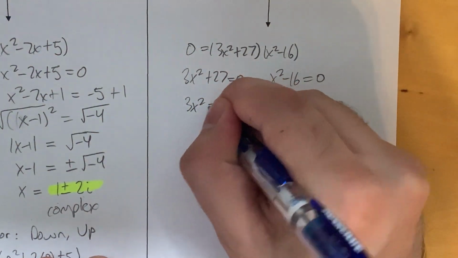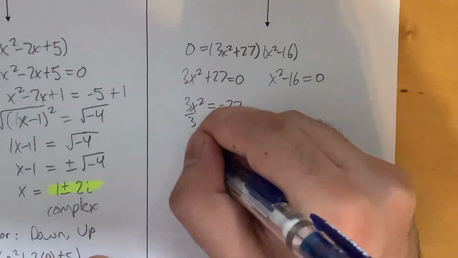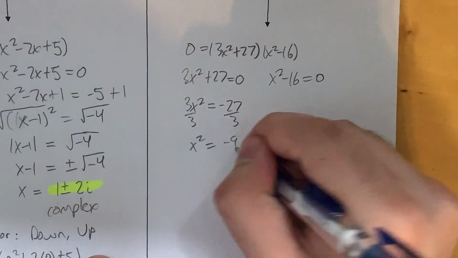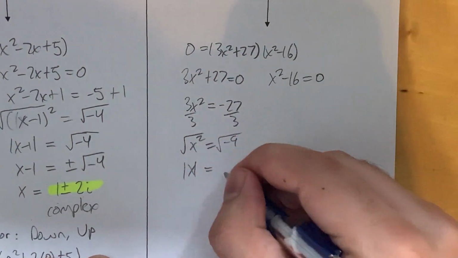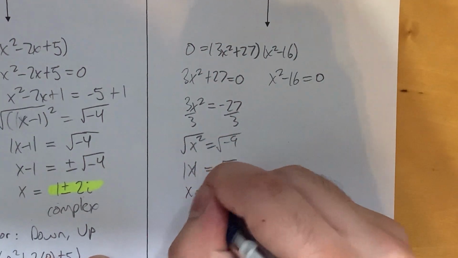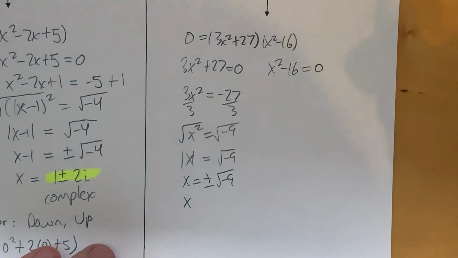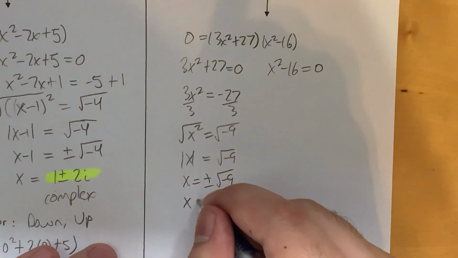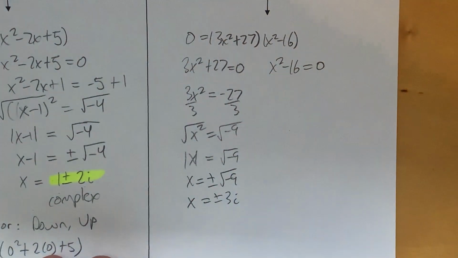3x squared equals negative 27. Divide both sides by 3. X squared equals negative 9. Square root both sides. I get absolute value of x equals square root of negative 9. And then I get x equals plus or minus square root of negative 9. X equals plus or minus 3i. Right?